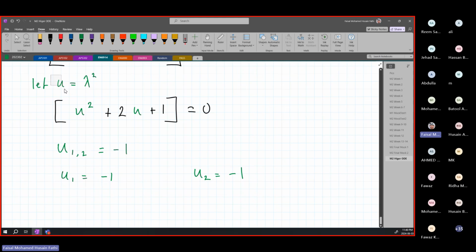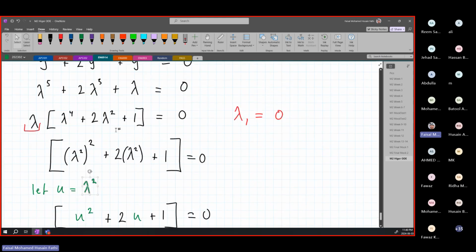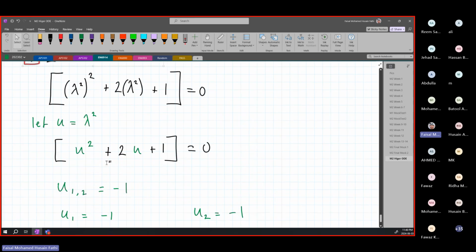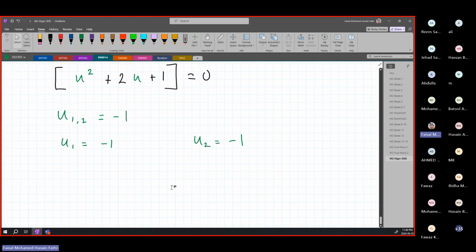However, we are not talking about u. We need to solve in terms of lambda. Lambda is the actual roots of the equation. U is just something for me to simplify it for myself. So we need to plug in lambda now back for u1 and u2.